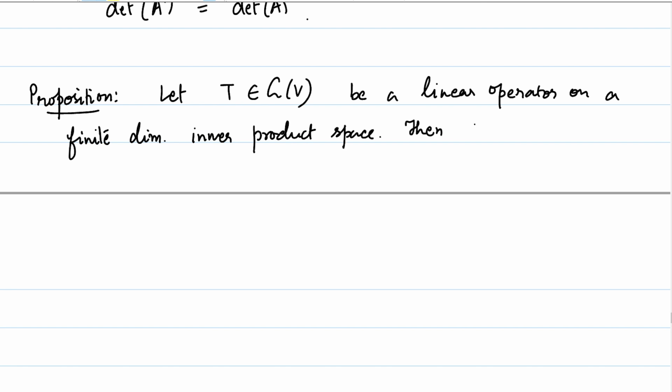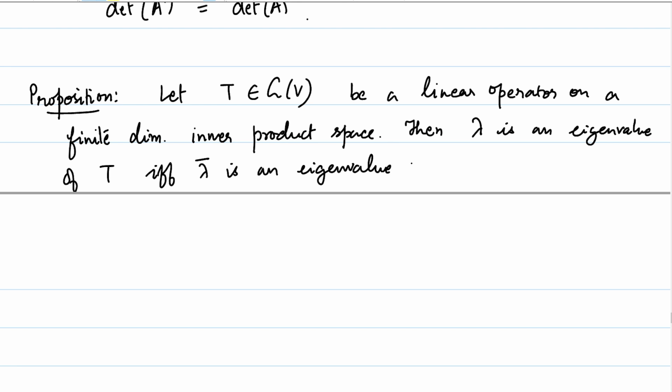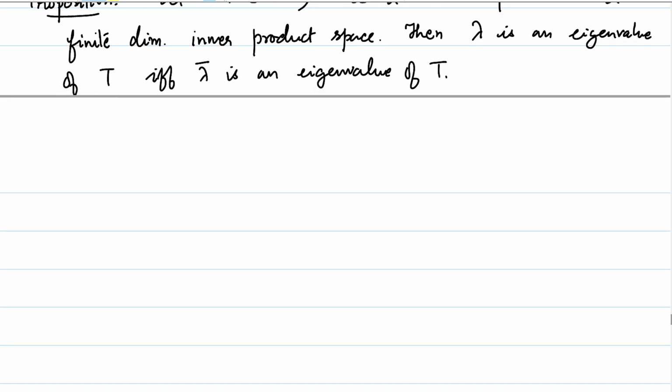Then lambda is an eigenvalue of T if and only if lambda bar is an eigenvalue of T star. So the statement of the proposition tells us that if lambda is an eigenvalue of T, lambda bar, the conjugate of lambda, should be an eigenvalue of T star. Otherwise it is wrong. So lambda bar will be an eigenvalue of T star. Let's give a proof of this proposition.